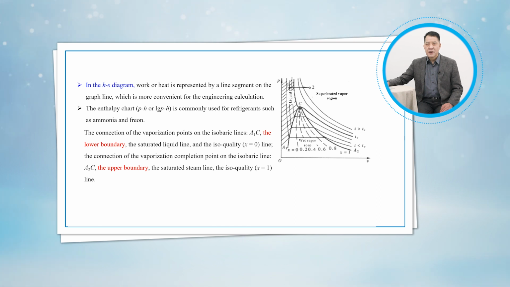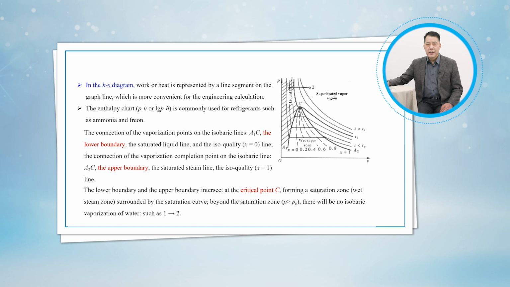The connection of the vaporization points on the isobaric lines CA1 is the lower boundary, the saturated liquid line, and the isoquality line. The connection of the vaporization completion points on the isobaric lines CA2 is the upper boundary, the saturated steam line, the isoquality line.